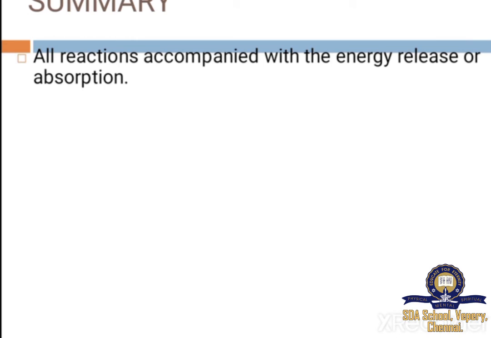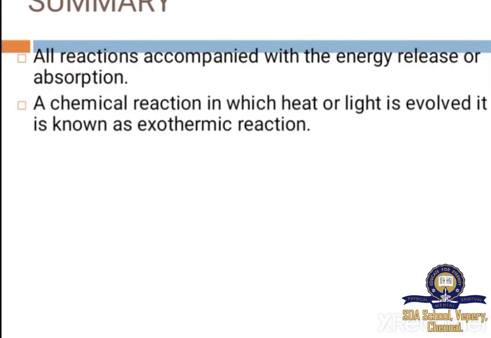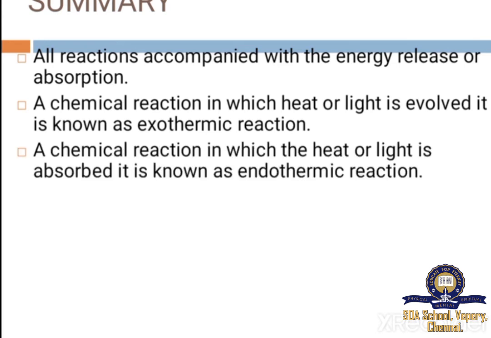Let's do a summary. First of all, a chemical reaction is a process in which the reactants get converted into one or more products, right? So all reactions are accompanied with energy release or absorption. A chemical reaction in which heat or light is evolved is known as an exothermic reaction. For example, dissolution of detergent in water. A chemical reaction in which heat or light is absorbed is known as an endothermic reaction. For example, photosynthesis, dissolution of glucose in water, combination of nitrogen and oxygen.